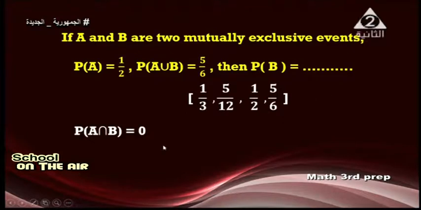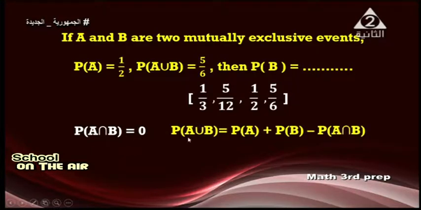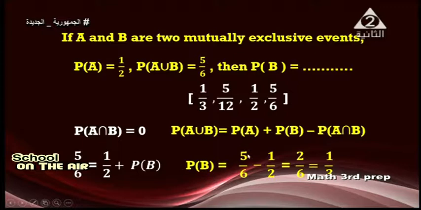And choice كده. مبدئيا mutually exclusive events it means that P of A intersect B equals 0 زي ما قلنا كده. ويبقى P of A union B equals our rule P of A plus P of B minus P of A intersecting B. By substituting, I want to get the value of P of B. That 5 over 6 equals half plus P of B minus 0. So P of B equals 5 over 6 minus 1 over 2 equals 2 over 6 equals 1/3. يبقى التشويس المظبوط 1/3.